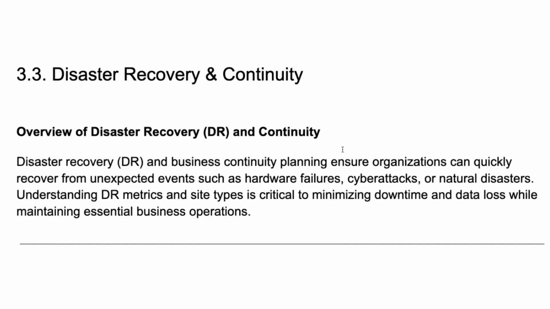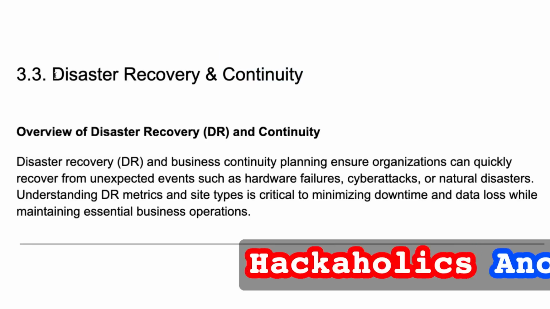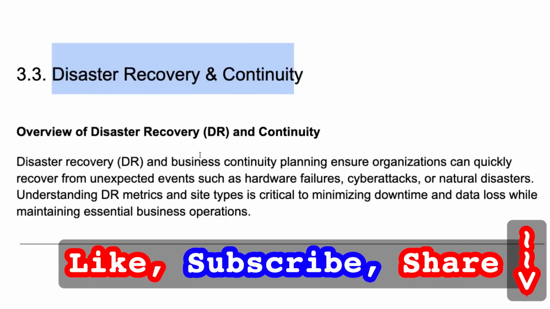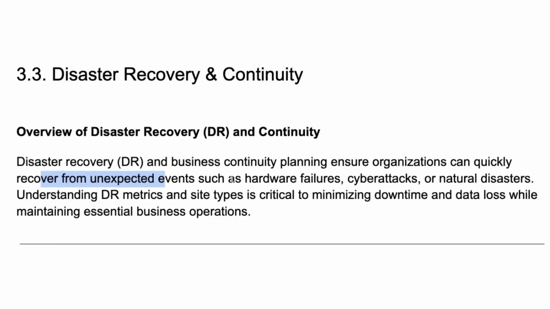Continuity really refers to how we can make sure that the business continues and operates, and there's something called business as usual. How can we get back to running our business as usual as soon as possible? This is the concept behind disaster recovery and continuity. DR, disaster recovery and business continuity planning, ensure organizations can quickly recover from unexpected events like hardware failure, cyber attacks, and natural disasters, and understanding disaster recovery metrics and site types is critical to minimizing downtime and data loss while maintaining essential business operations.